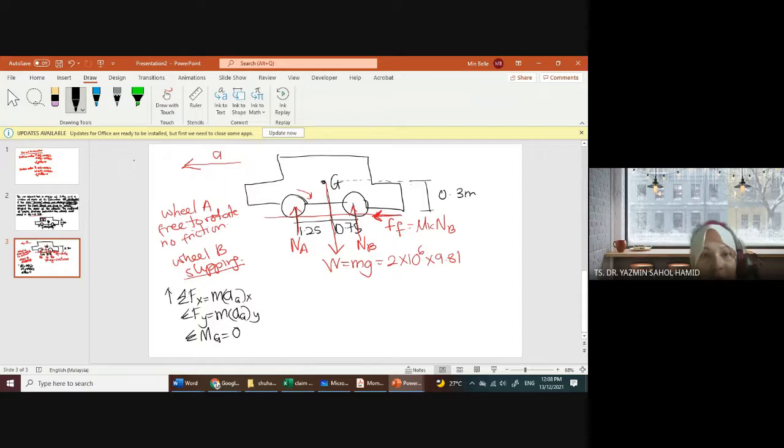So let's say assume positive atas pula. Ini assumption saja. Kita assume positif ke kanan, positif ke atas and anti-clockwise positif. Kalau you lebih selesa assume positif clockwise pun boleh. Okay. Alright. Now, so cuba kita tengok.